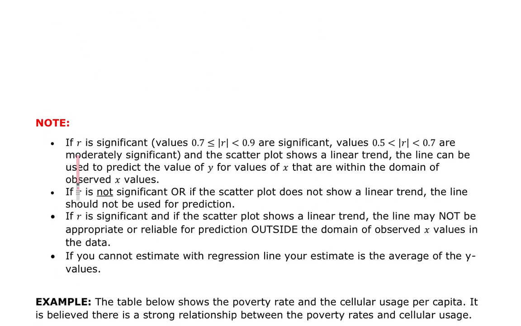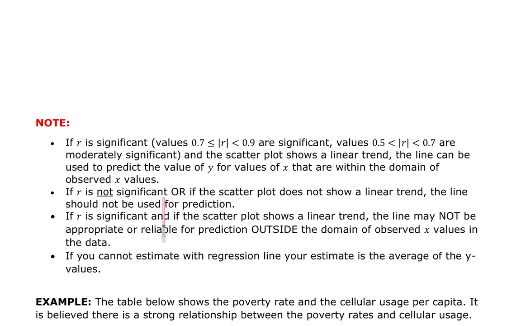So here's a couple of things to note. R is significant when the absolute value of R, so I don't care if it's positive or negative, is between 0.7 and 0.9. Values between 0.5 and 0.7 are moderately significant. Notice this is 0.7 less than or equal to R, but if I have something that is less than 0.7 and down to 0.5, we can say they're moderately significant. And then a scatter plot shows a trend line. The line can be used, but only within the domain of the observed X values.